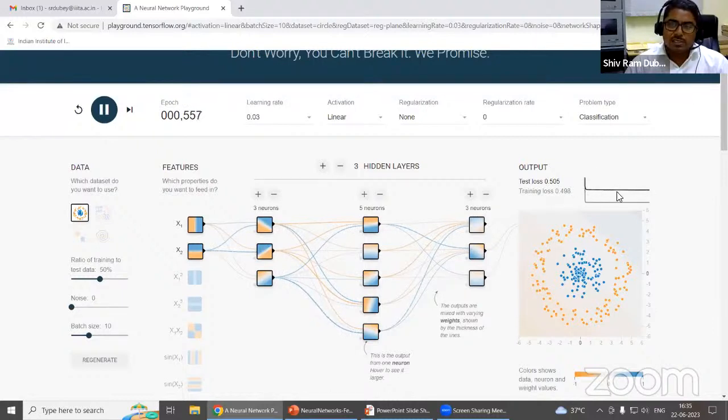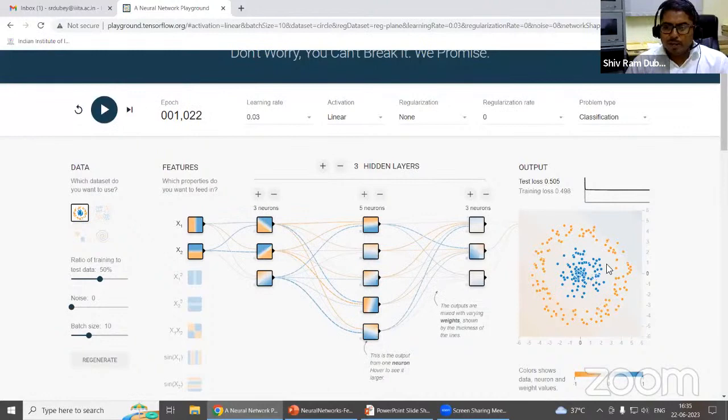And that's what you can see from the loss also. Loss is very high. Even the training loss is very high, that is 0.498, because a linear classifier cannot divide these two categories. That is not possible.